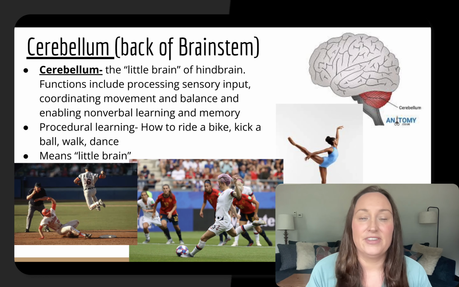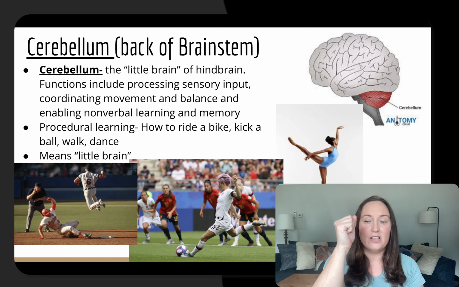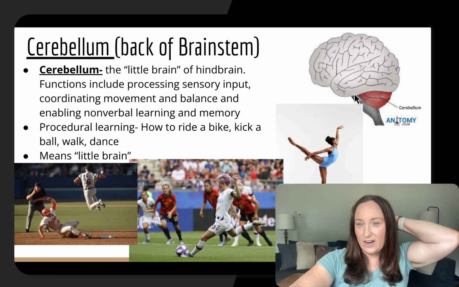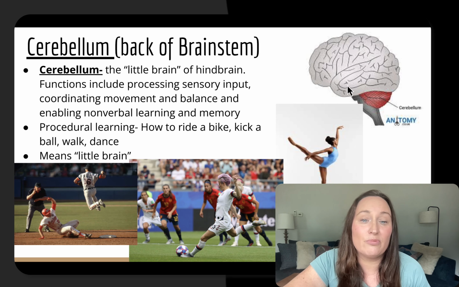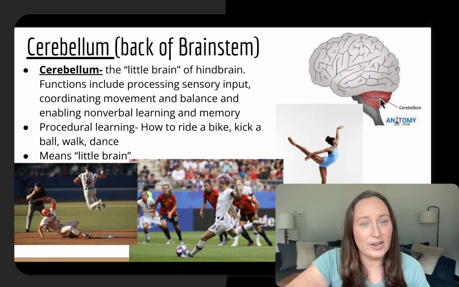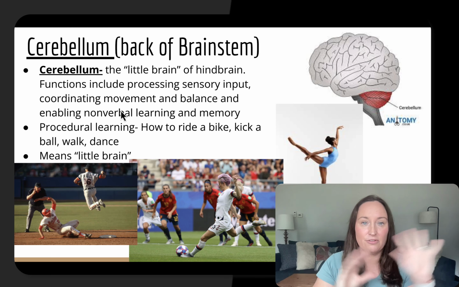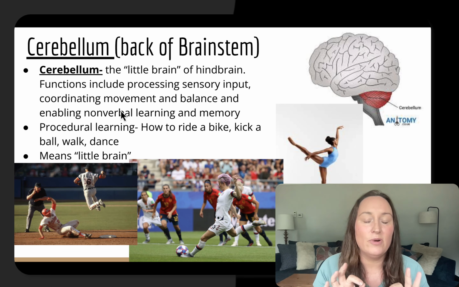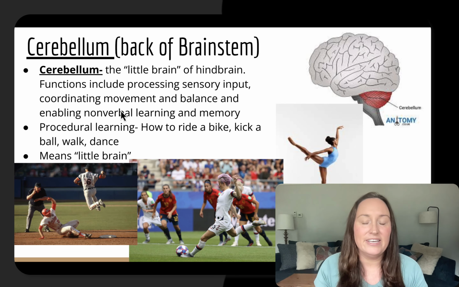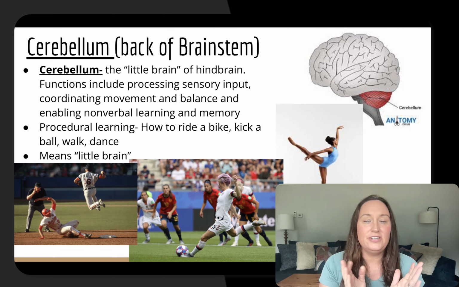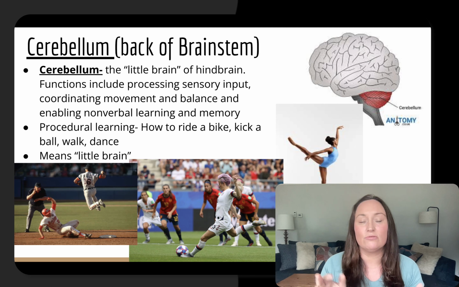Next, we have the cerebellum. So the cerebellum, if this is our brainstem and spinal cord, the cerebellum is over here. So it's in the back here, sometimes called the little brain because it kind of does look like a little brain, right? And it's part of that hindbrain when we break it down to three main parts. And I want you to think here, balance and coordination. Okay, so anything to do with procedural learning.